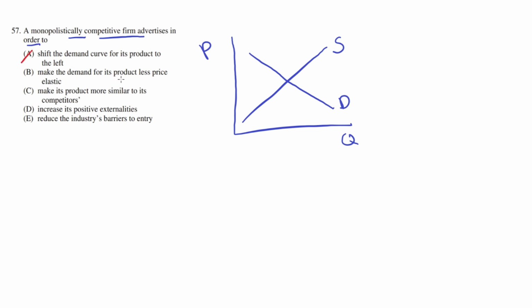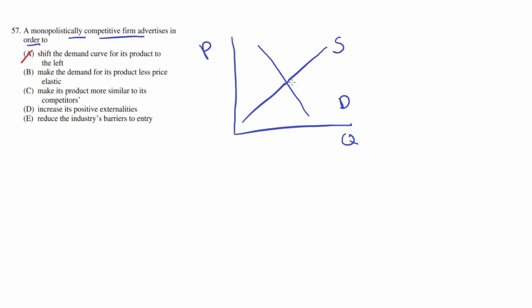B. Make the demand for its product less price elastic. This seems to be the correct answer, because if we were to analyze what a more price inelastic demand curve would look like, we can draw it out here. And this would be just a steeper curve with less of a price elasticity.